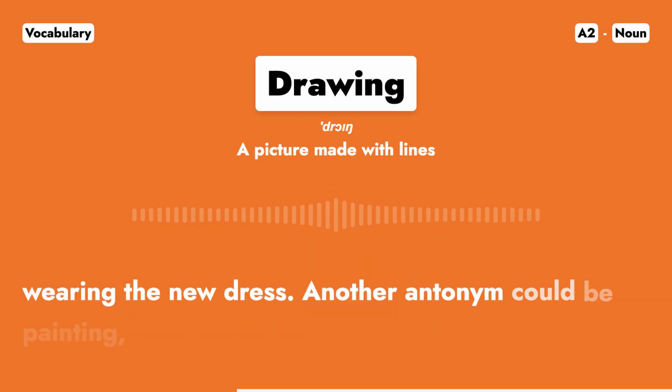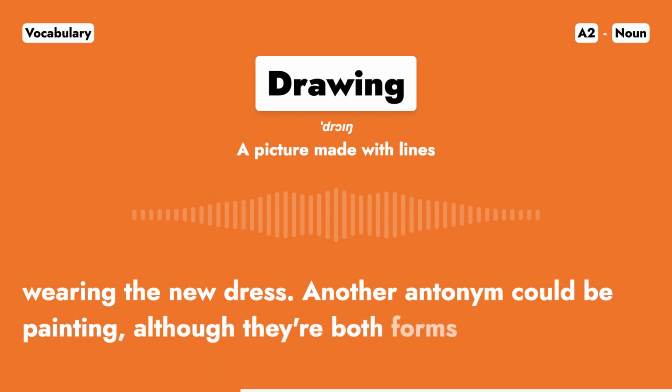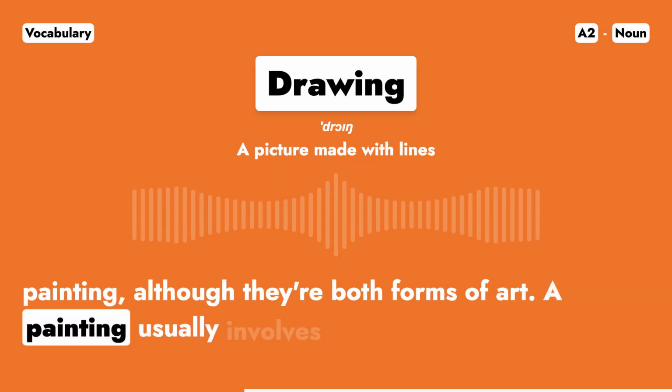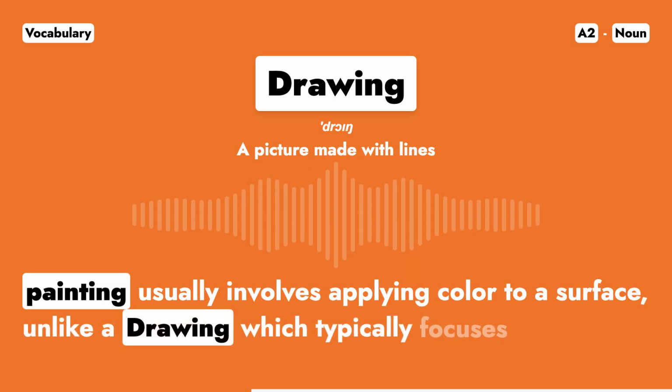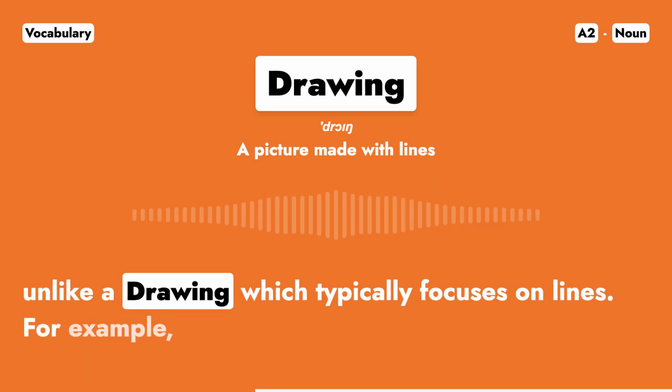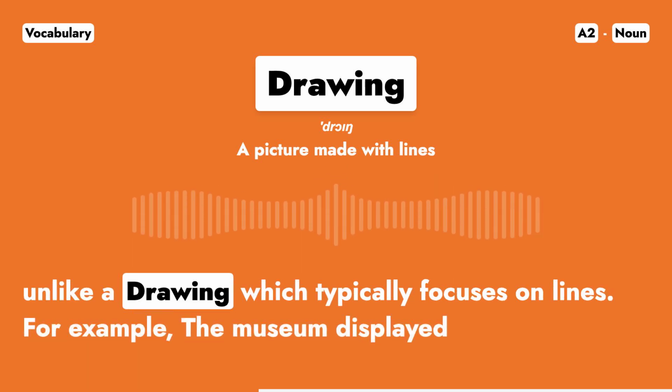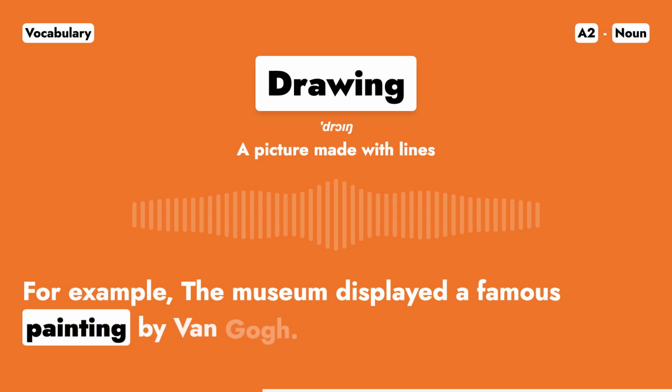Another antonym could be painting, although they're both forms of art. A painting usually involves applying color to a surface, unlike a drawing which typically focuses on lines. For example, the museum displayed a famous painting by Van Gogh.